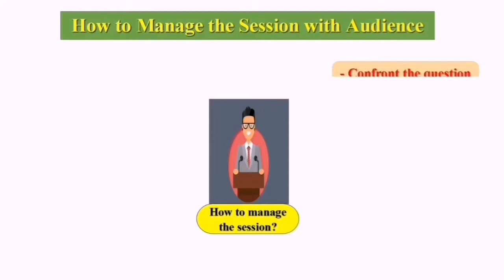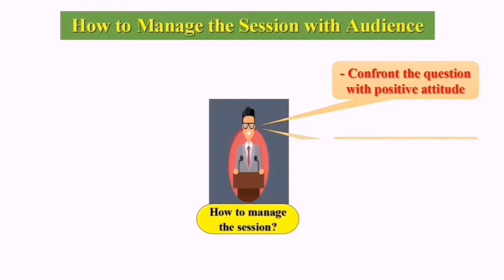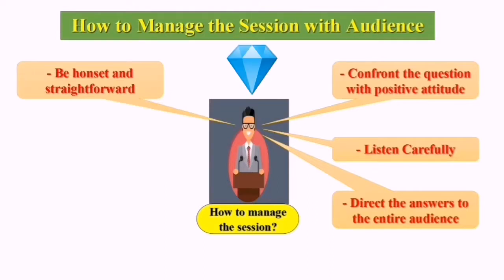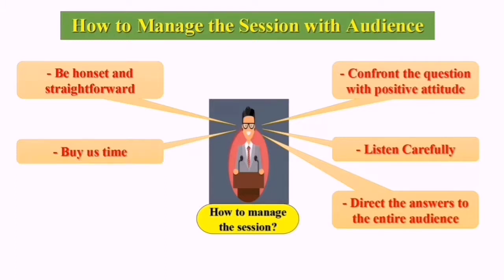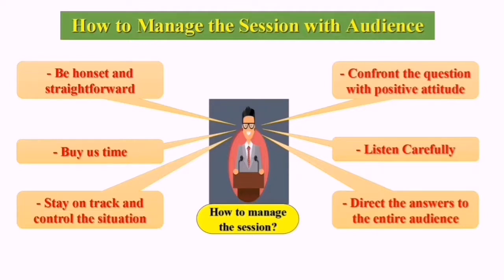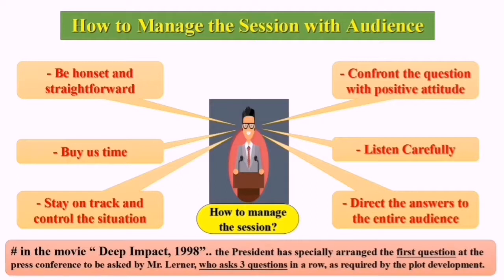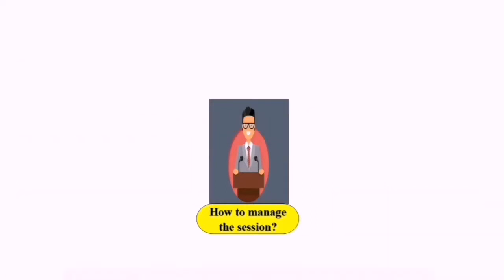Also, we need to know how to manage the session with the audience during the public speaking process. Number 1, confront the question with a positive attitude. Number 2, listen carefully. Number 3, direct the answers to the entire audience. Number 4, be honest and straightforward. Number 5, buy yourself time. Number 6, stay on track and control the situation.